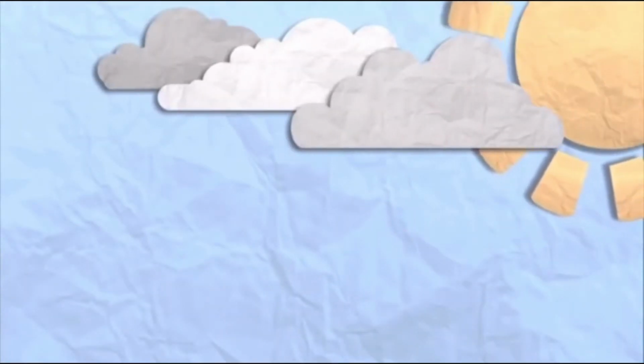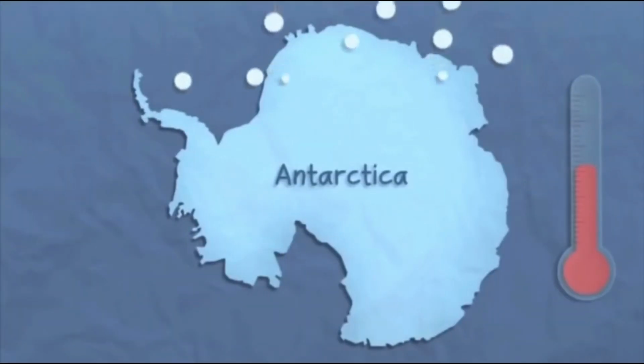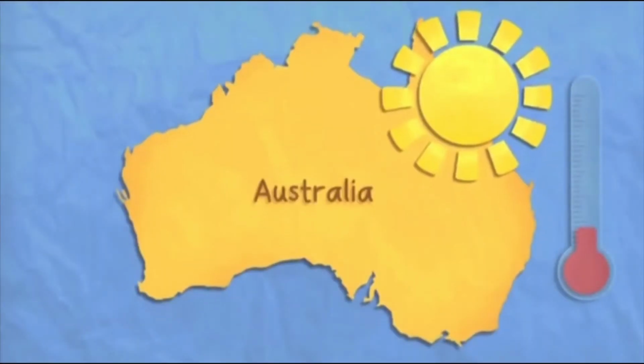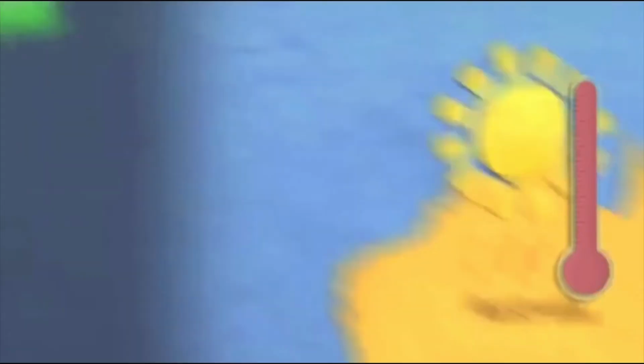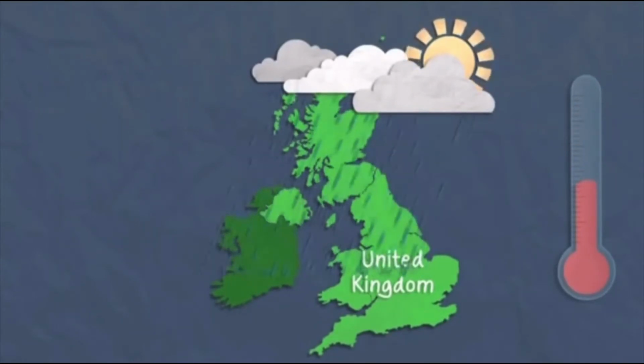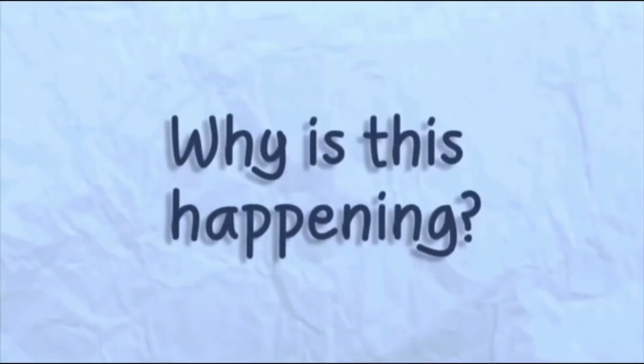What is the weather like today? Is the sun shining? Is it raining? Our weather changes every day. What is the climate like where you live? Climate means the type of weather in a place over years and years. Different places around the world have different climates. Our world's climate is changing. But why is this happening?